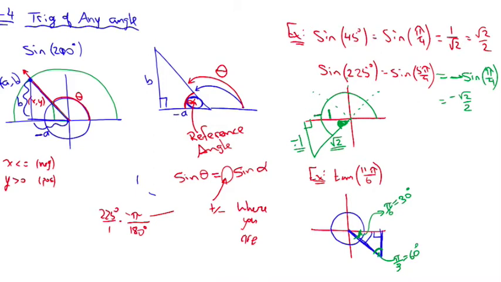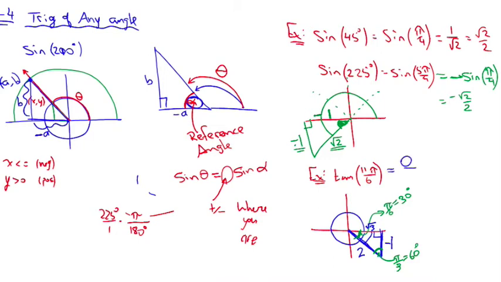If this is 30 degrees, what side is opposite 30 degrees? 1. But it's going down, so I'm going to label it negative 1. What side is opposite 60 degrees? Square root of 3. And because it's going to the right, I'm going to label it positive square root of 3. What's the hypotenuse then? 2.